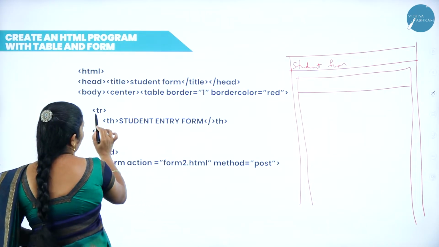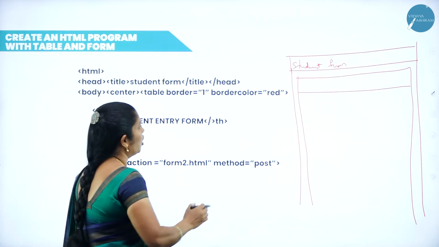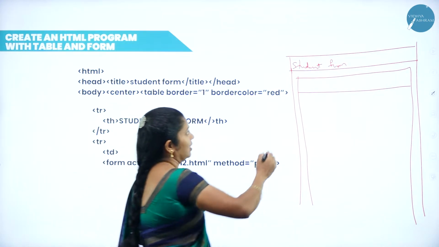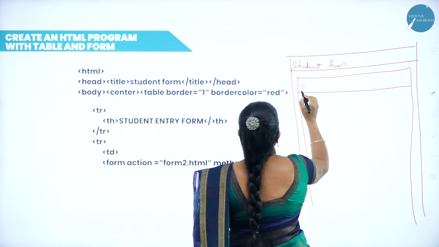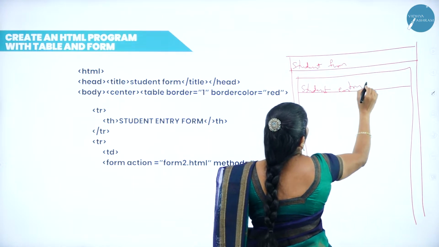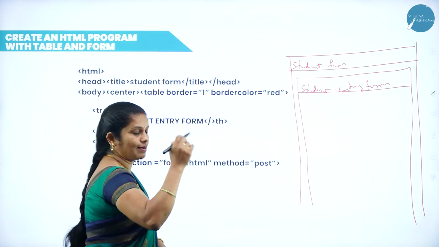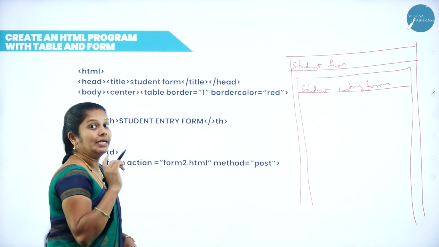In the first row, when I write TR, the first row will start. There, student entry form is the data I want to display. Consider this is the table. Here I am going to write student entry form. This is the data I want to display at the center. Then I am going to close the TR tag.